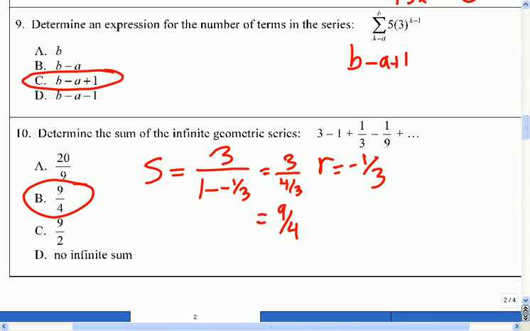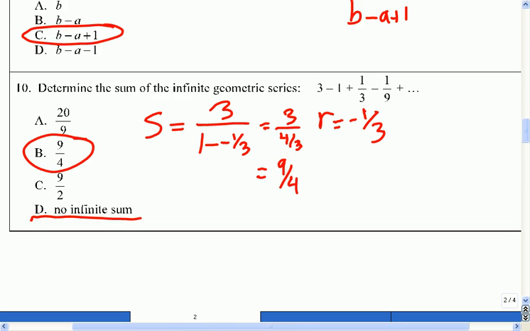Okay? So the reason you always have to ask yourself, will it have a sum, is usually this is an option. There is no infinite sum for it. That could be one of the answers. So you should always double check before you use that formula.